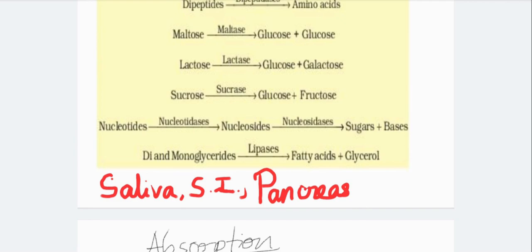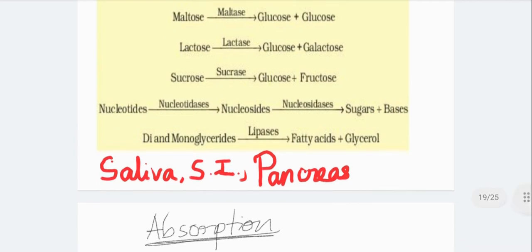The main function is played by pancreatic juice, succus entericus and salivary juice. But the digestion of protein is mainly dependent on the gastric juices as well.